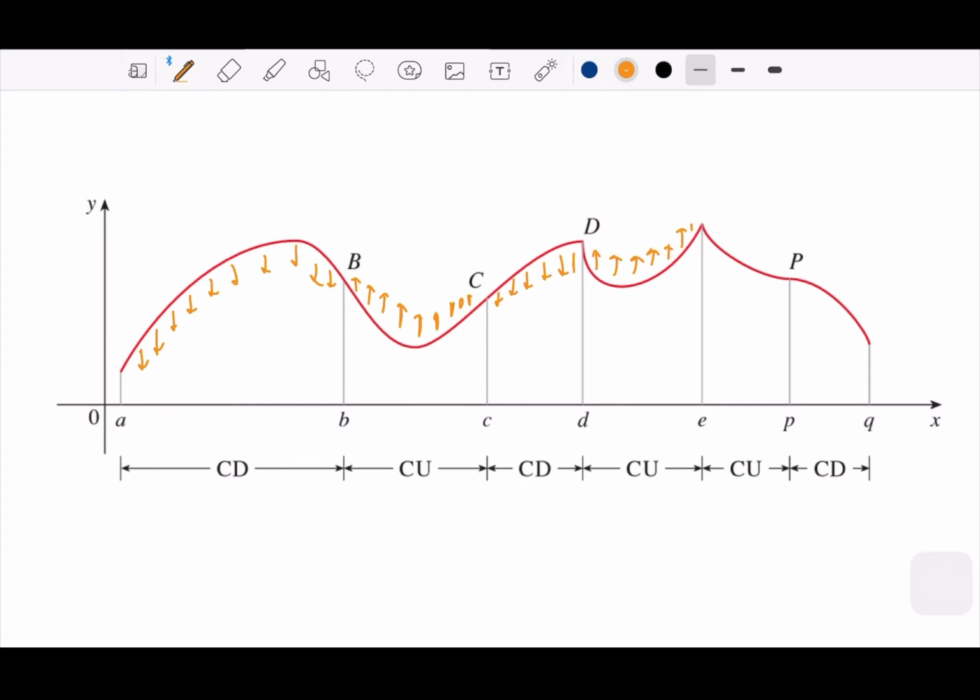Now, you see at every point that is mentioned here, B, C, D, and maybe P, you will see that the concavity is changing, right? It's going downwards, and at some point here, your graph is suddenly going upwards. This point we call the inflection point.